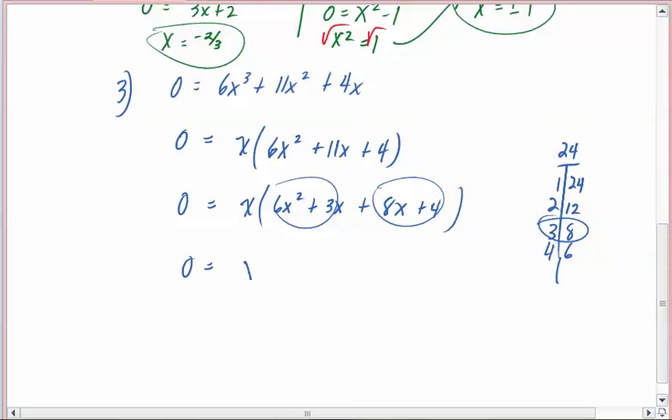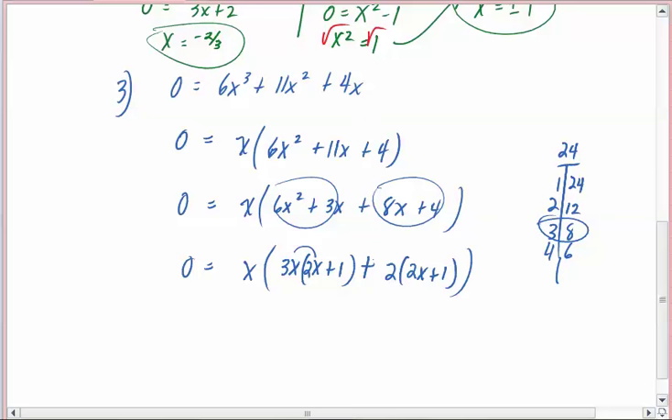So I have x, and inside here I'm going to have a factor of 3x, and that's going to be 2x plus 1, it looks like. Factor out a 2, and I get 2x plus 1. Well, it looks like it's turning out pretty nicely. I'm going to double check.